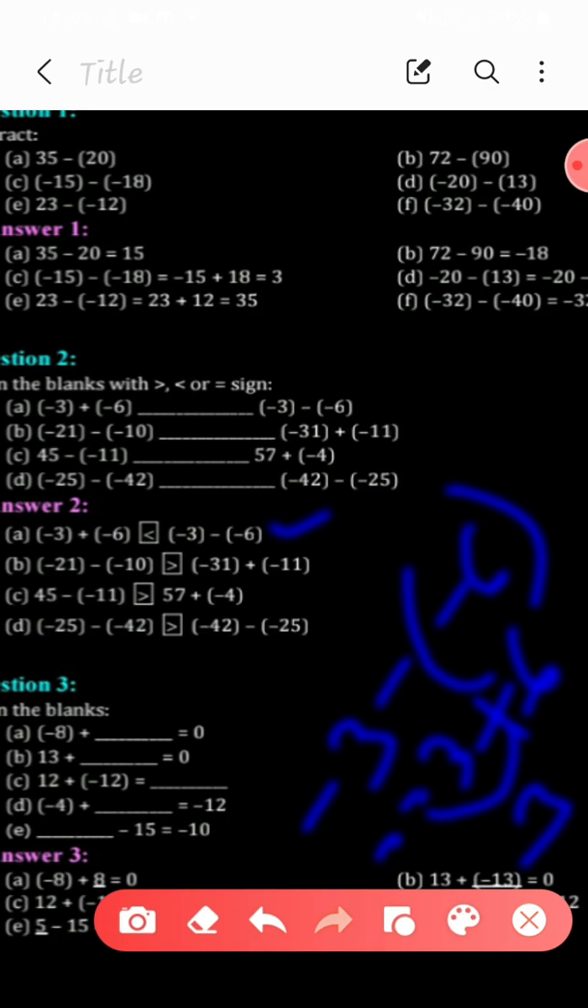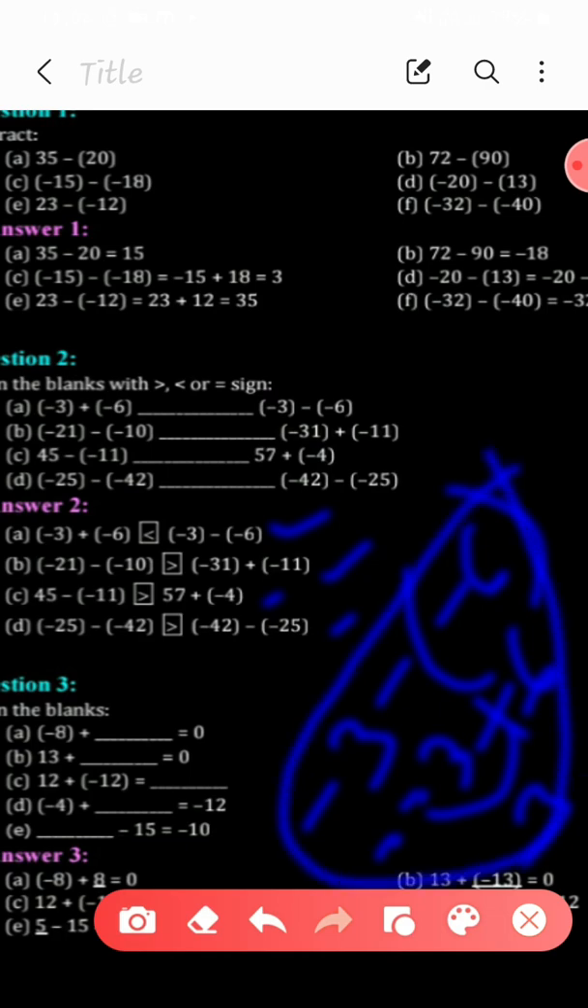This is bigger than minus 3 plus minus 6. Hope you have understood this question number 2a. The rest are the same, you try to do them by yourself. Which is greater and which is smaller I have already answered, but you try to solve it this way, left hand side, right hand side.